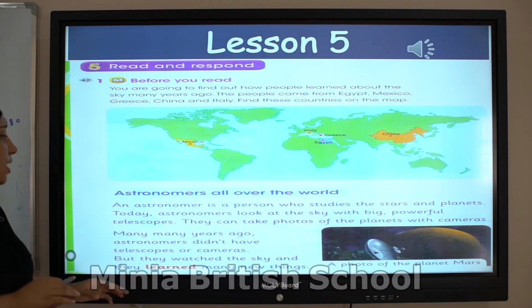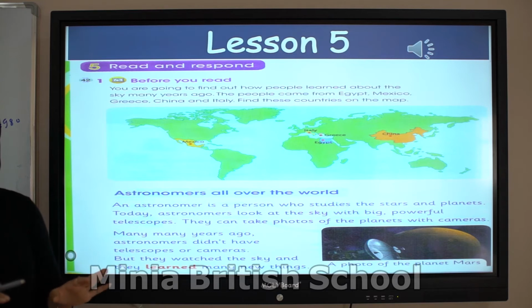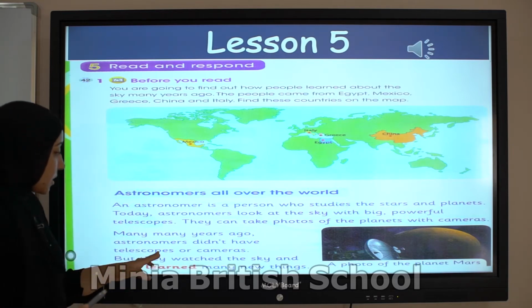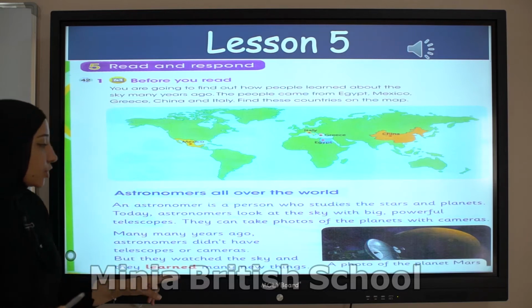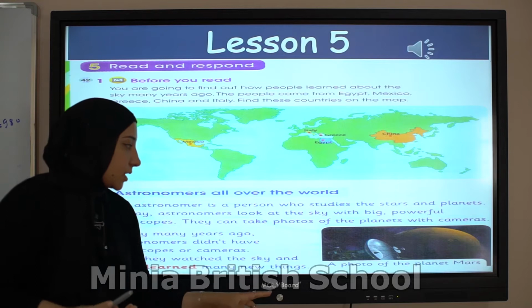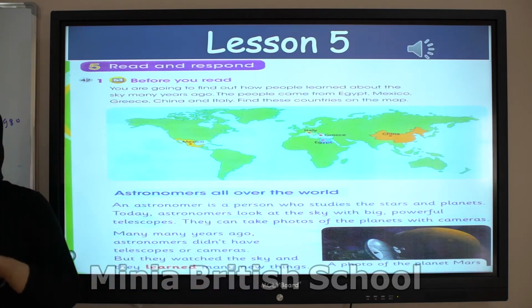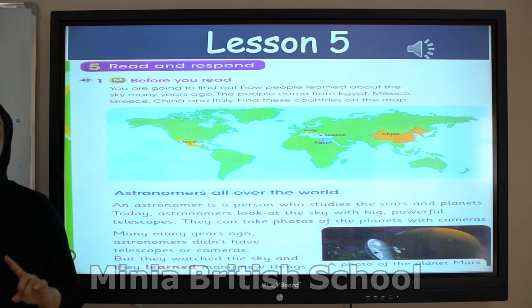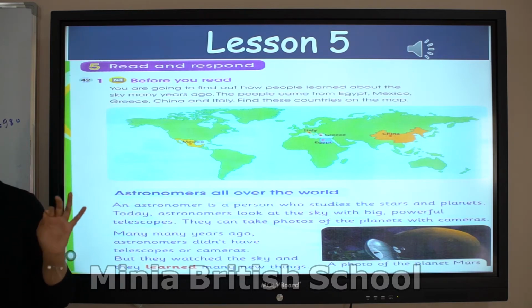Many years ago, astronomers didn't have telescopes. The astronomers didn't have telescopes before. So what did they do? They didn't have cameras, but they watched the sky and they learned many new things. So many years ago there were no telescopes, but they kept watching the sky to discover what happened, and they learned many things about the sky.